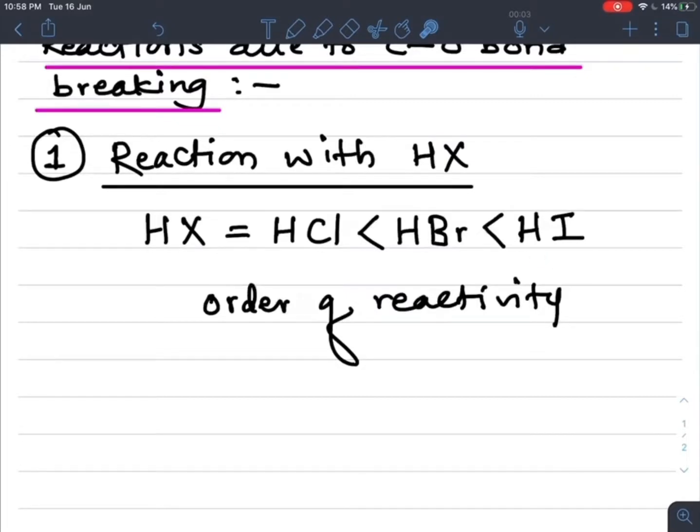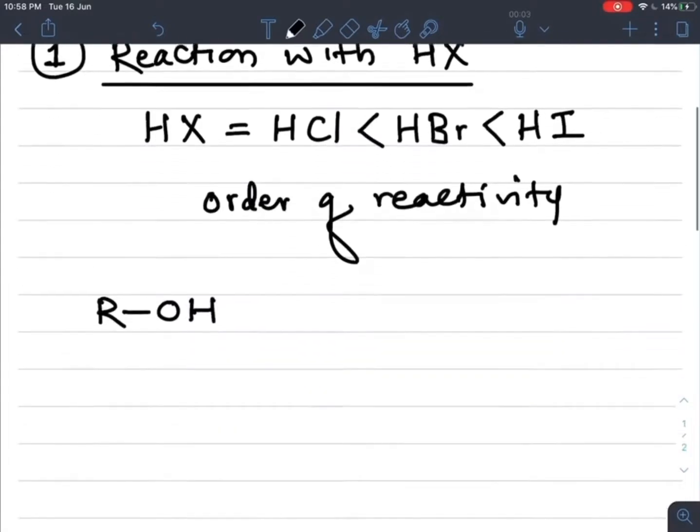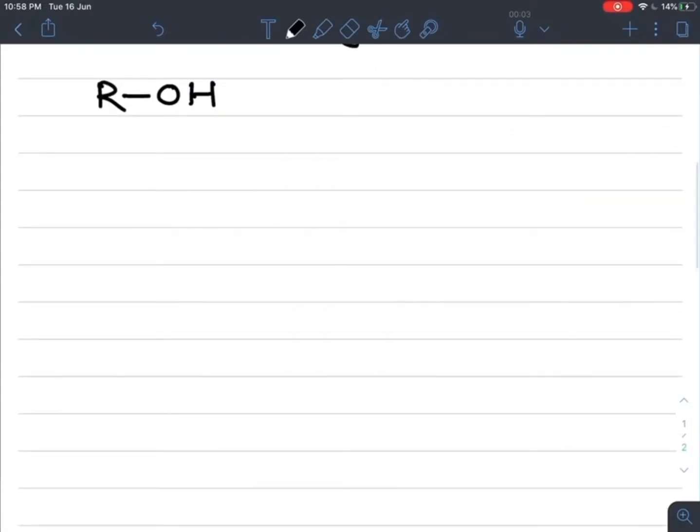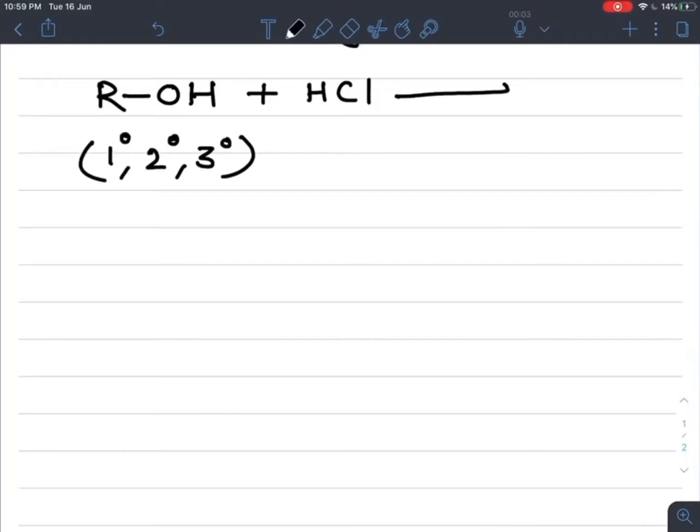Now, alcohols are of three types. If we take the general formula of alcohol, that is ROH, this ROH is either a primary alcohol, secondary alcohol or tertiary alcohol. When it is treated with the first reagent, that is HCl, the Lucas reagent is used. That is anhydrous zinc chloride plus concentrated HCl. This is the Lucas reagent.